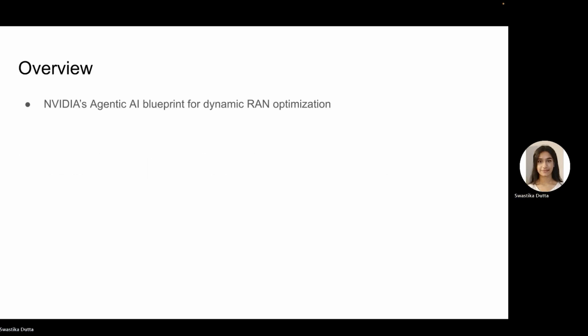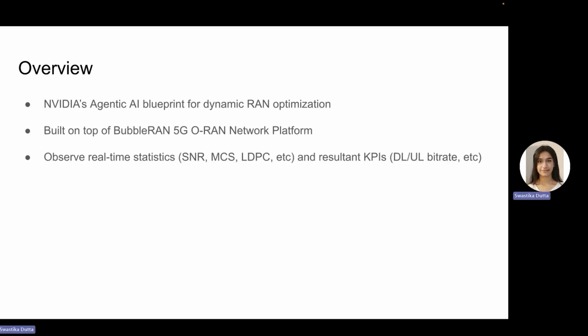Let us start with the overview. This agentic AI blueprint by NVIDIA intelligently tunes radio access network configurations at the cell site level, and it is adaptable beyond RAN as well. It operates on top of BubbleRAN's 5G O-RAN network platform, which gives us a dynamic, real-world testbed. As the system runs, it observes key network stats like signal-to-noise ratio, modulation and coding scheme, LDPC, and other stats that matter in high-performance wireless links.